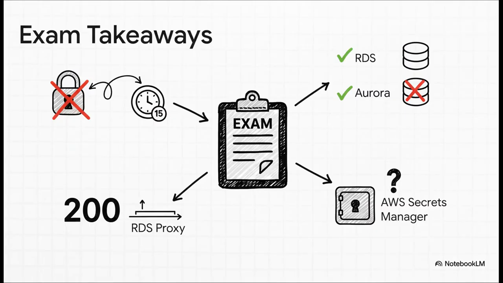All right, let's bring it all home. Let's do a rapid-fire recap of what you need for the exam. Number 1, IAM Authentication swaps static passwords for temporary 15-minute tokens. 2, it boosts security by centralizing everything in IAM. 3, know the services. It's supported by RDS, Aurora, and Redshift, but it is not supported by DocumentDB or ElastiCache. 4, remember that 200 new connections per second limit and know that RDS Proxy is your friend for high-churn workloads. And finally, number 5, if you can't use IAM Auth, your go-to solution is AWS Secrets Manager.